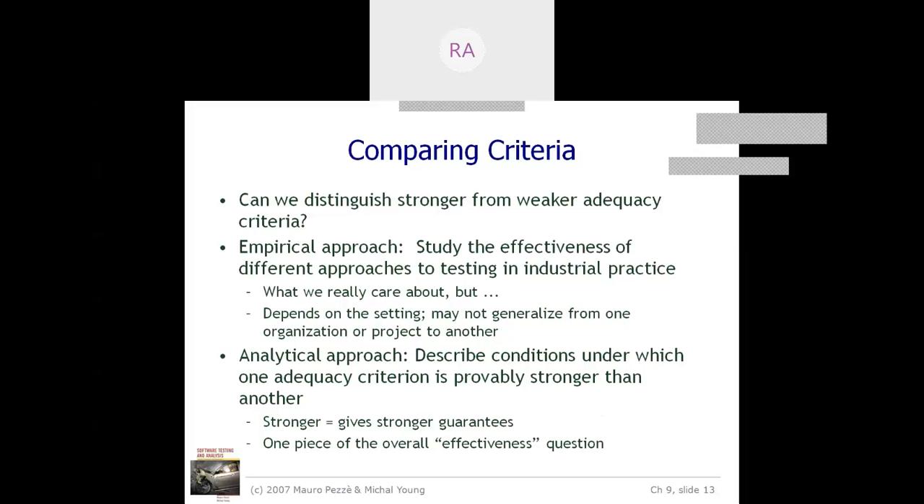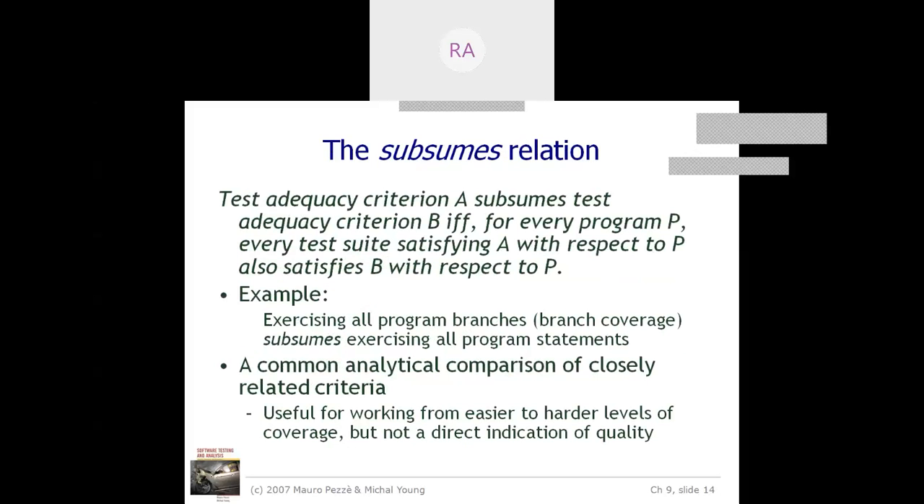Okay, the analytical approach deals with describing the conditions under which one adequacy criterion is provably stronger than the other. Why am I using the word stronger? Because it will have a more guaranteed outcome. You can be more sure about the testing that you have carried out, having more coverage of the source code, which is helping you in detecting the faults. And one more thing that you have to know with respect to adequacy criteria is the subsumed relation, which we have studied in yesterday's discussion.